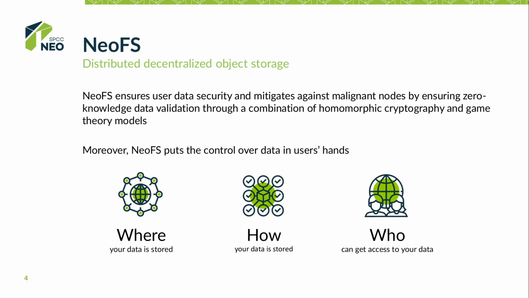Since anyone may participate in NeoFS network, we need a reliable mechanism to ensure users' data consistency and availability in a chaotic environment. To achieve this goal, we use a combination of homomorphic hashing for data integrity checks and game theory models to create a situation where all nodes behave correctly and the data is stored safely.